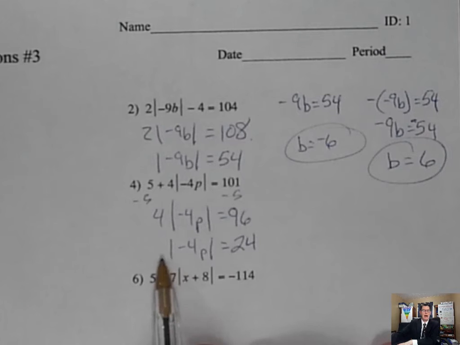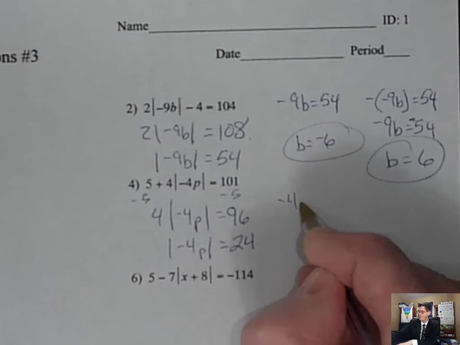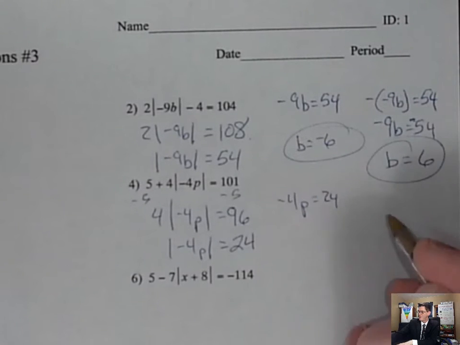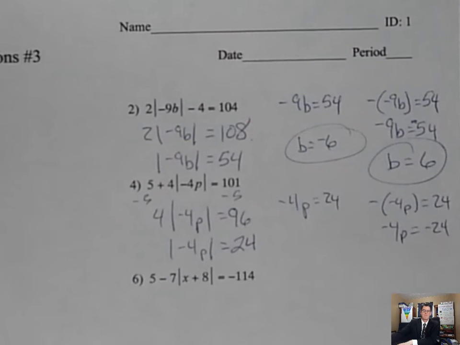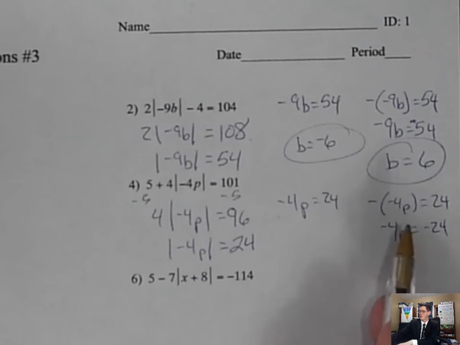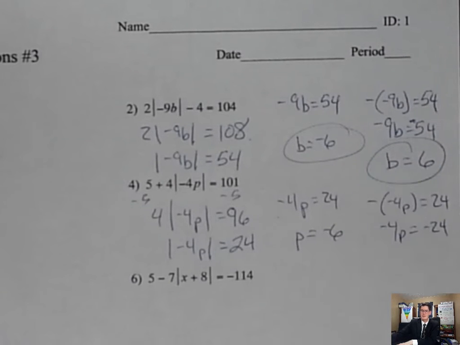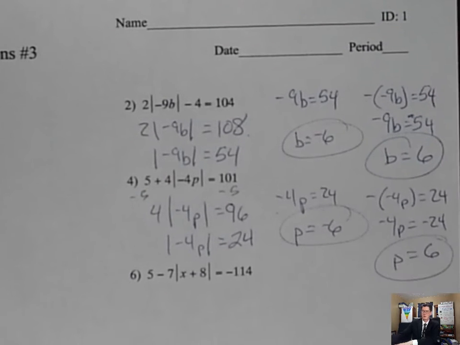Once you have the absolute value isolated, you know that either this is 24 or the negative of that is 24. So negative 4p is 24, or the negative of that is 24. And again, we like to just move the negative over, if you remember. And then we just solve for it. Divide both sides by negative 4, so p is either negative 6, or p is positive 6. Those are the two possibilities.